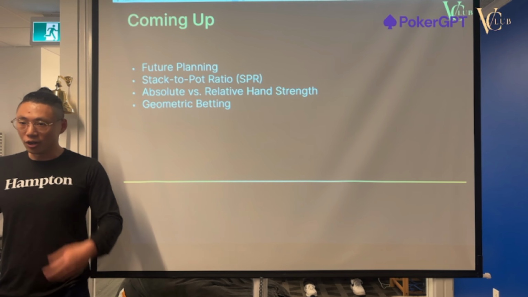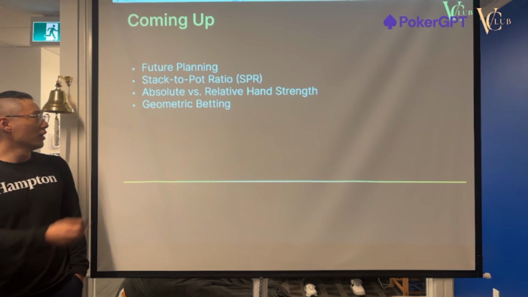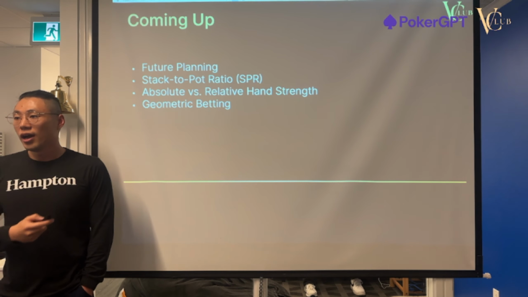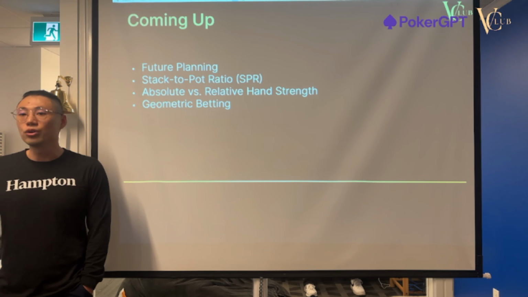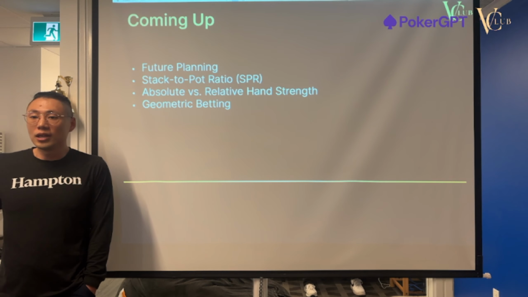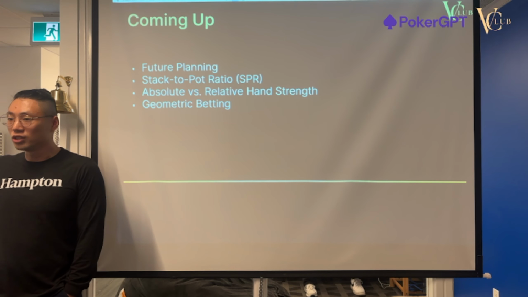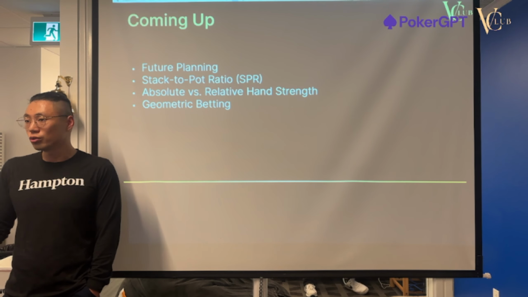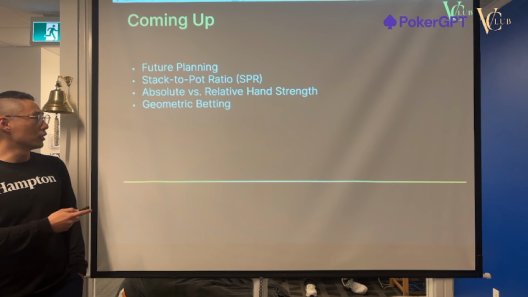So we'll talk about some concepts that get you into future planning and what are the key things to consider. Stack to pot ratio, which I'll just cover as a key mathematical concept because it will influence your ability to future plan. In essence, if your stack to pot ratio is too low, then you don't actually have as much future planning to do. You might be playing a hand for only 2 streets or even 1 street as opposed to 3 streets. So it's really good to know this quick math.